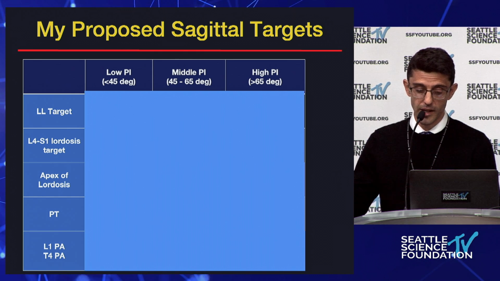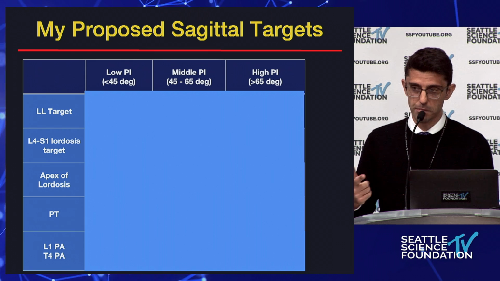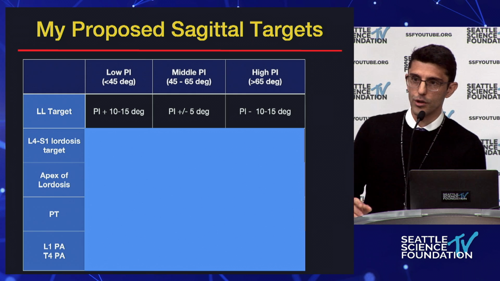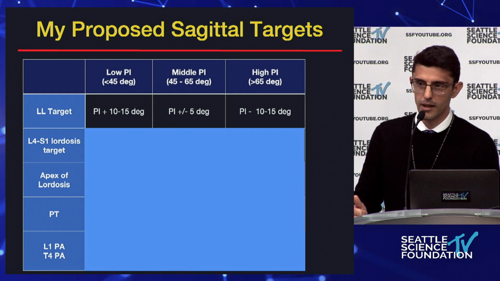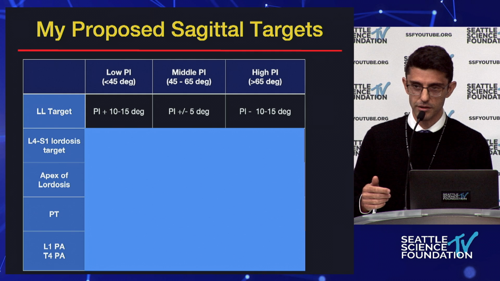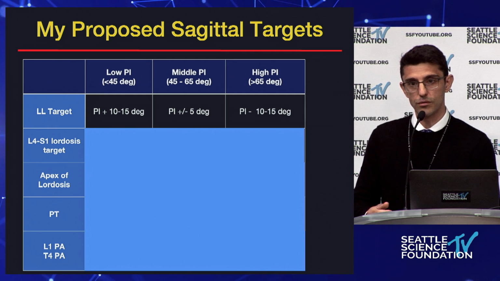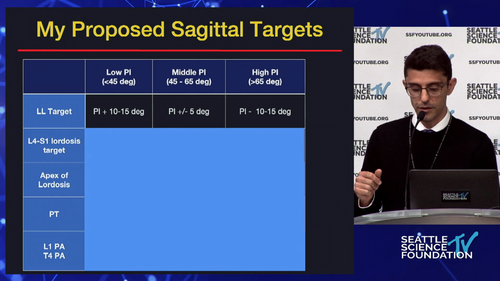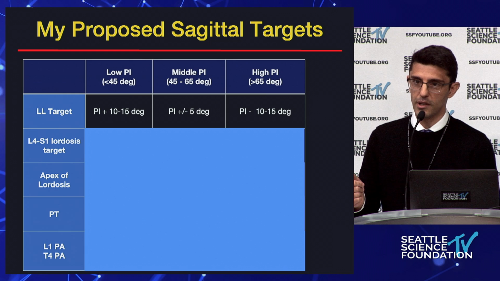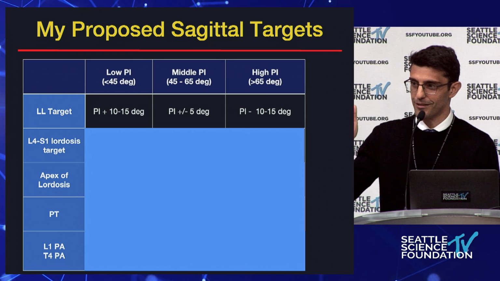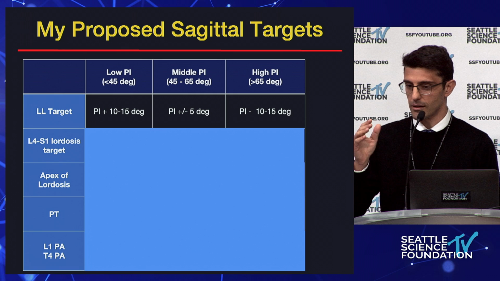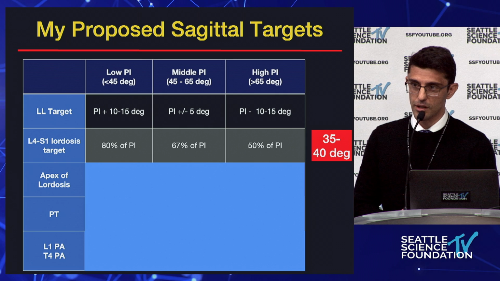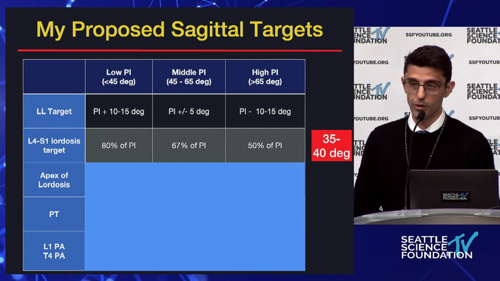And I think about patients in terms of 3 categories: low PI, less than 45 degrees, middle PI, 45 to 65, and then high PI, greater than 65. For my lordosis targets, for those that are low PI, I shoot for plus 10 to 15 degrees. So if they have a PI of 40, I shoot for lordosis of 50 or 55. If they're middle PI, I shoot for plus or minus 5 degrees, a little tighter window. And then if they're high PI, it's hard to achieve 75, 80, 85 degrees, so I shoot for less than the PI by about 10 to 15 degrees. For all patients, I shoot for 35 to 40 degrees of lordosis from L4 to S1.